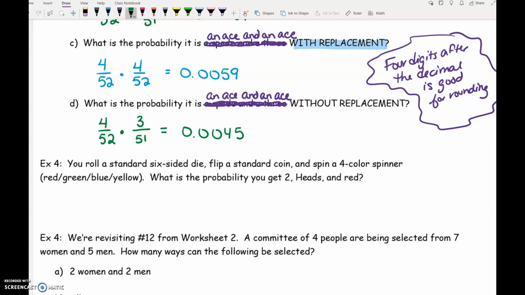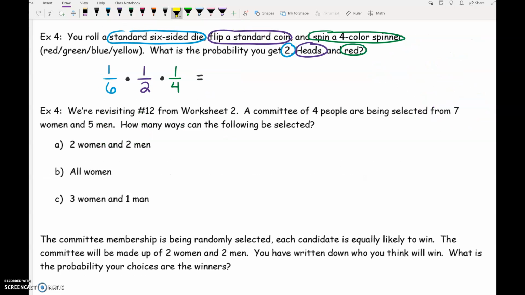You roll a standard 6-sided die, flip a standard coin, and spin a 4-color spinner. What is the probability that you get 2, heads, and red? I'm going to see if you can do this on your own. Pause the video, try this one on your own, see if you can figure out, remember, and means multiply. Okay, a standard 6-sided die has 6 options. We want to get specifically a 2. There's one way to get that 2.